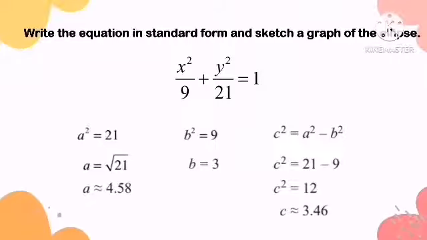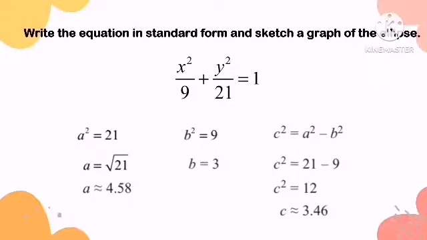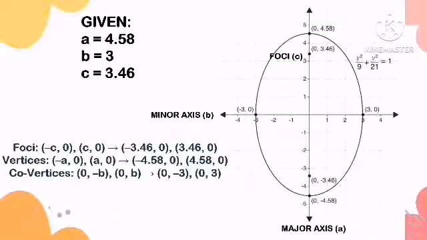Let's proceed on finding our C through using this equation. C squared is equal to A squared minus B squared. So let's substitute A squared by 21 and B squared by 9. So in order to find our C, let's square root 12. The answer would be 3.46. Now that we already found those three values, let's proceed on to graphing.